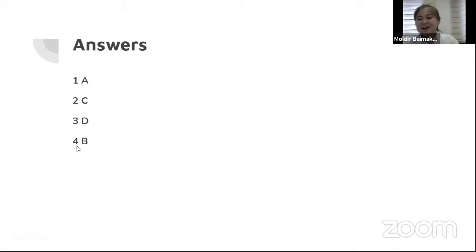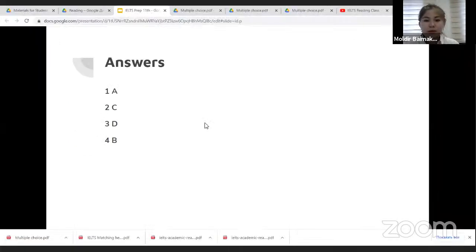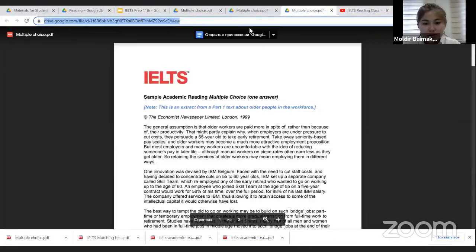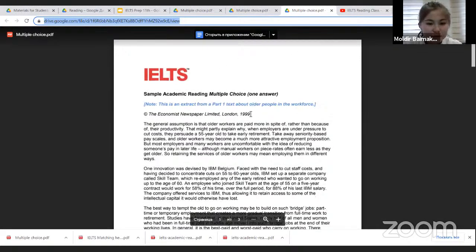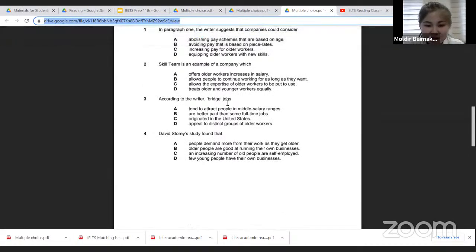Okay. So now, first, let's just look. What, like D, right? No, not this. Okay. So, according to the writer, bridge jobs originated in the United States, and appeal to distinct groups of older workers. So you said that you can debate why it is C.